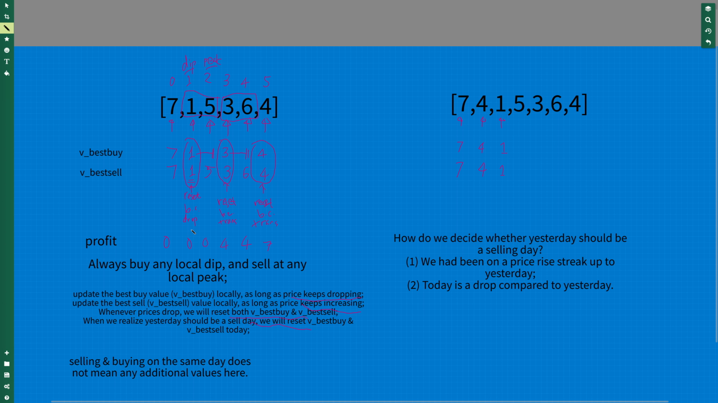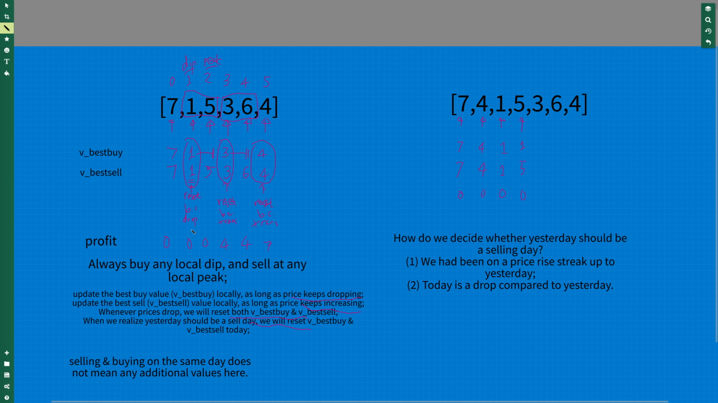And let's just work on this here. 741, and our profit was 0 and 0 and 0. And up to this date, now we're seeing this is a price rise, but we're not sure yet whether we should sell today. So our best buy price is still 1, best sell price is now 5, but we're not sure if we're selling it, so the profit is still 0.